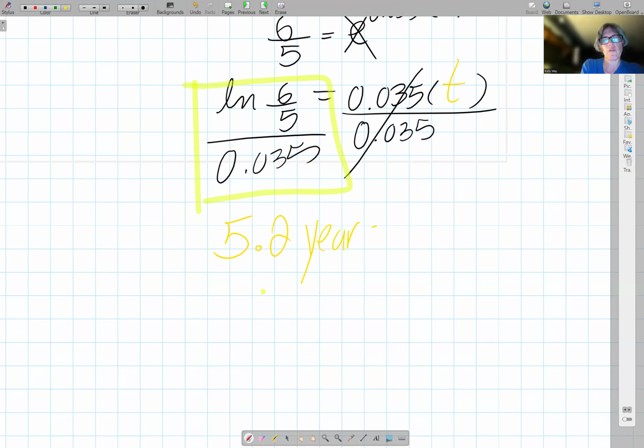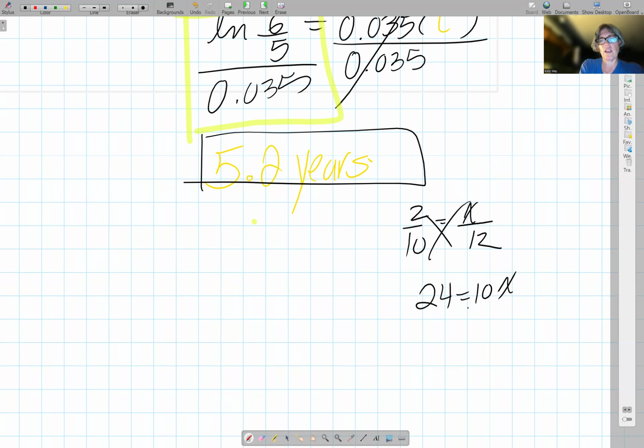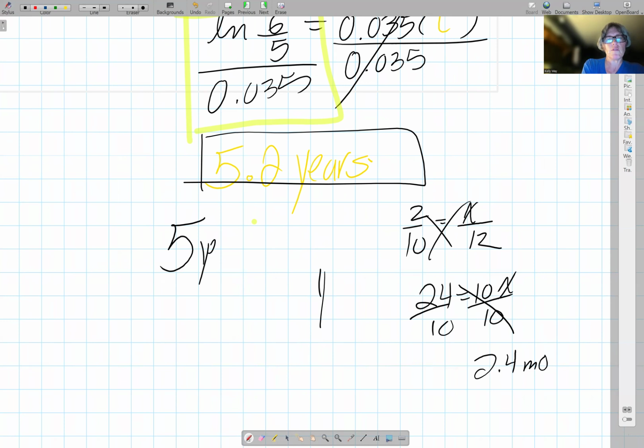5.2 years. Now, just in case we want it in months, of course, that's going to be 2 over 10 equals x over 12, because we want to get it into months if you want. And so we have 24 equals 10x, divided by 10 on both sides. And we are going to get 2.4 months. So 5 years and 2.4 months.